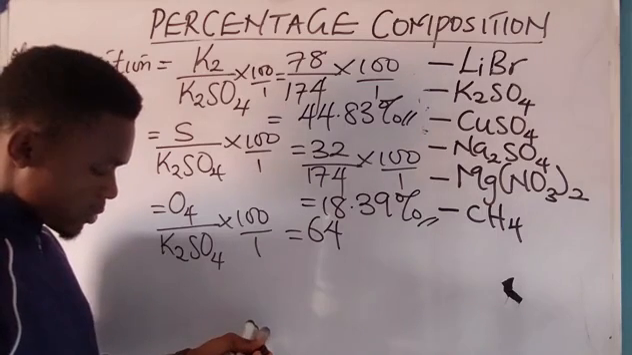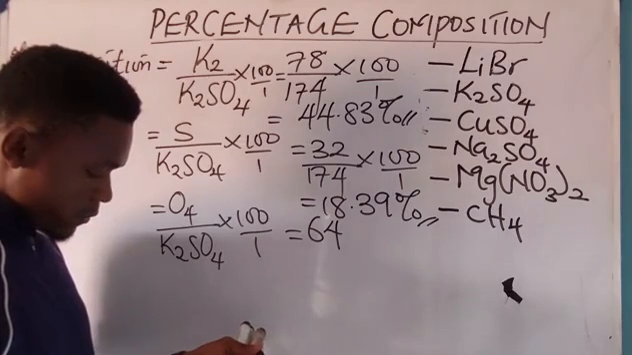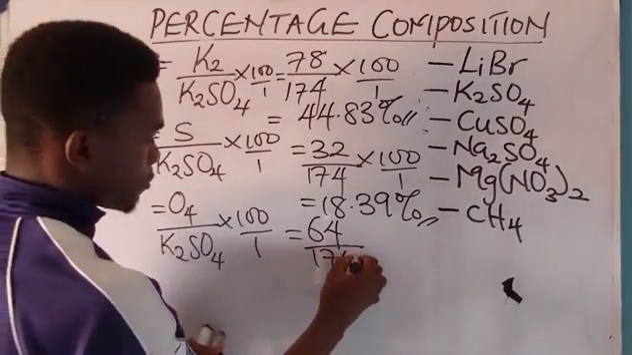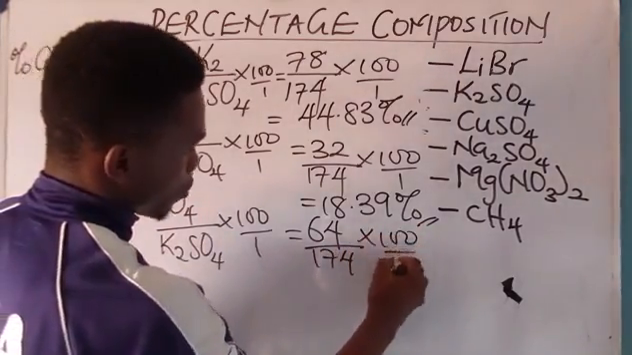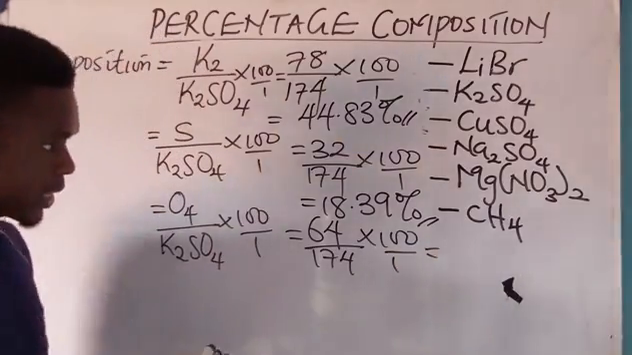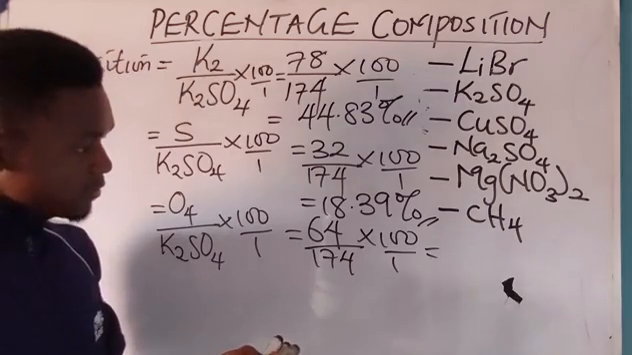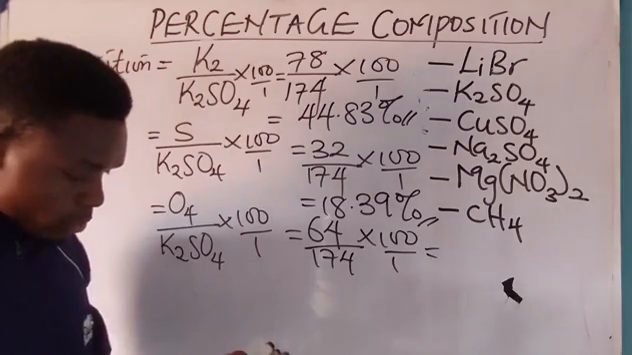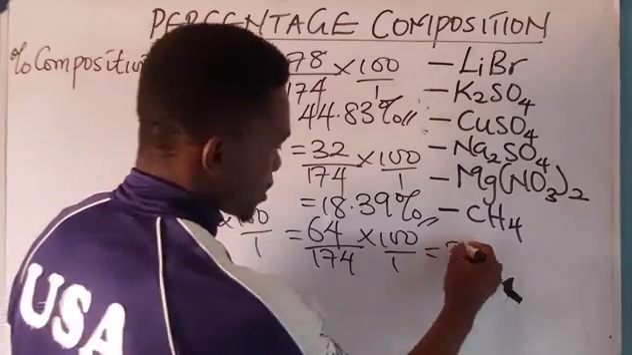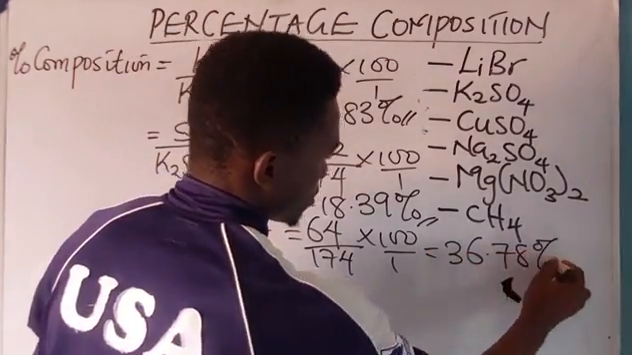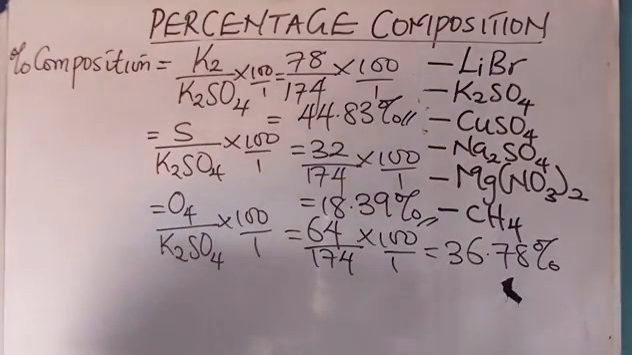60 times 4, yeah, that should be 64 now. 16 times 4, 64, sure. 64 over 174 times 100 over 1. So what are we going to get? 6,400 divided by 174 equals 36.78%.